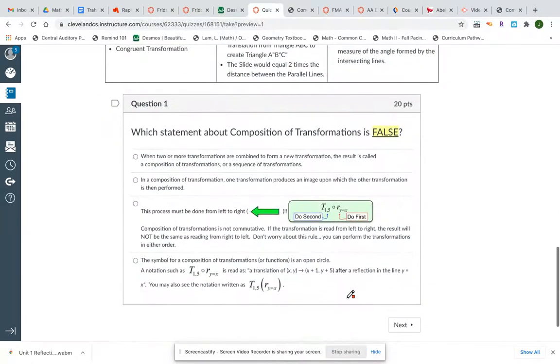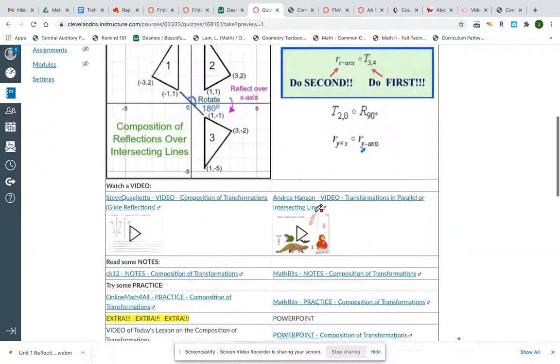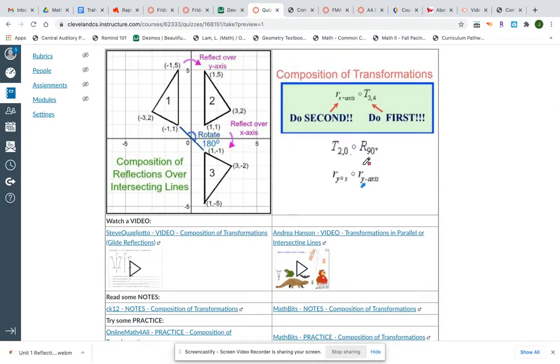This one's a true or false. Looks like you're looking for the false. Read these carefully, of course. It could be one word that could make the whole thing false, all right? And that does remind me up here. Remember, you always have to follow compositional transformations based on the order that you're given.